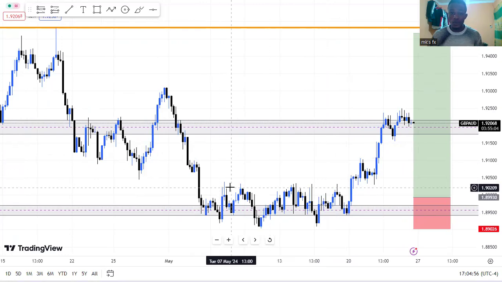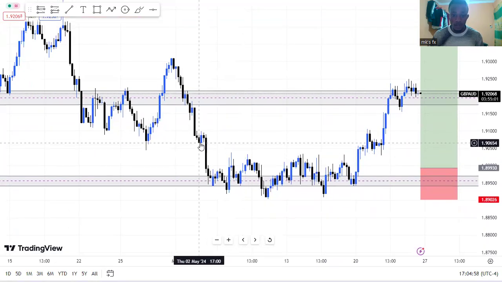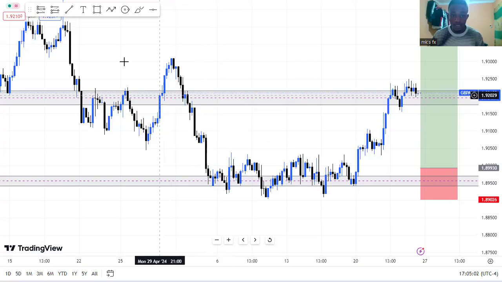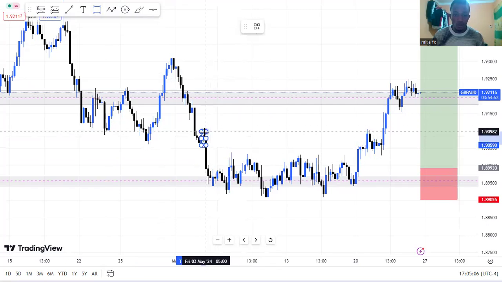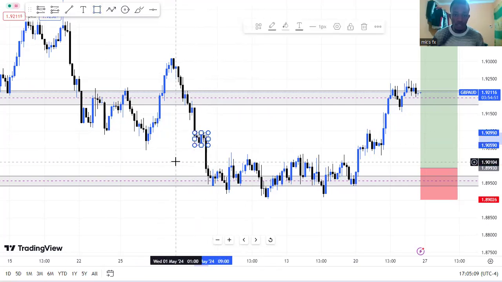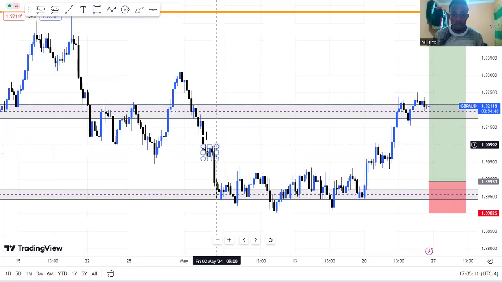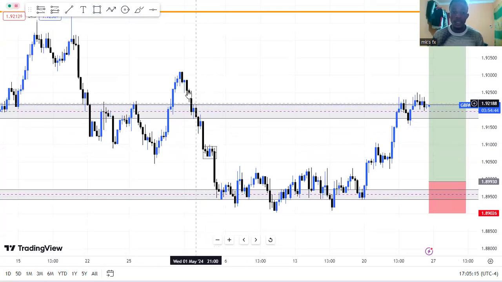For example, we can have an order block when you see a blue candlestick in between two black candlesticks at this point here. You see, this is a blue candlestick in between black candlesticks. This is an order block. This is a blue candlestick in between two black candlesticks. It is an order block as well. And this one here is also an order block.